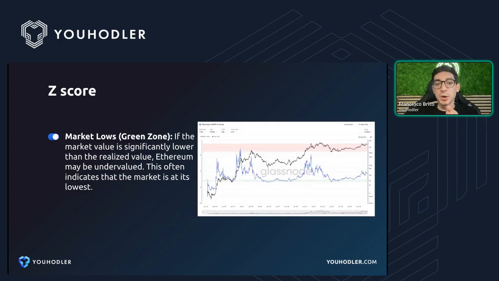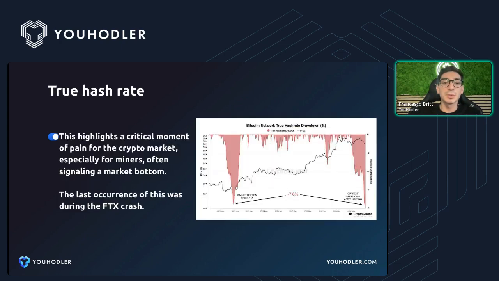The graph you saw before was Bitcoin. Now what we're watching is the Ethereum chart, where the blue line is the Z-score, the value perceived by the market, whereas the black line is the price of Ethereum. We see that the red zone is still far away from our blue line. So as perceived value, Ethereum needs to grow more for us to perceive it as at its maximum.